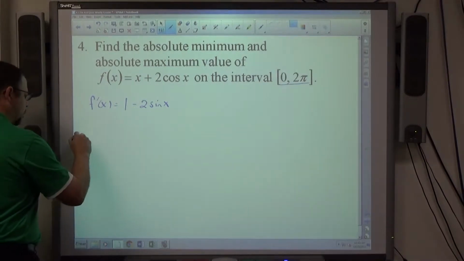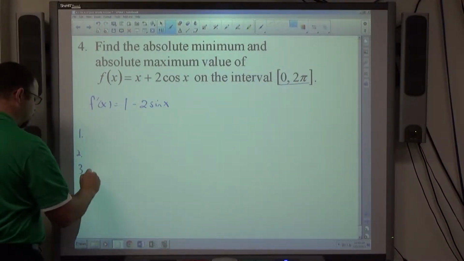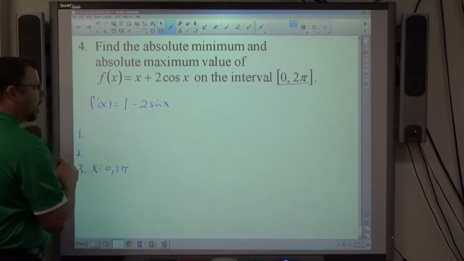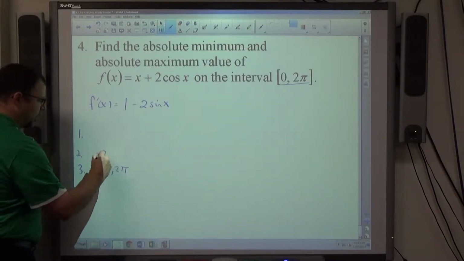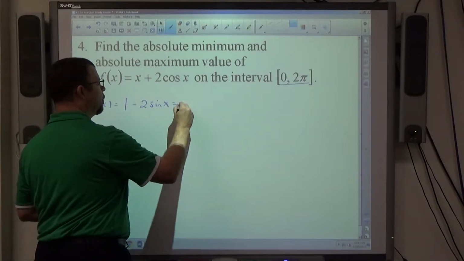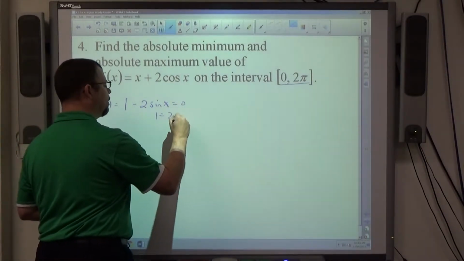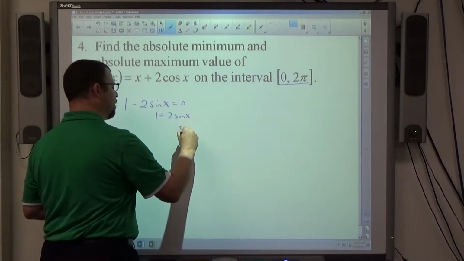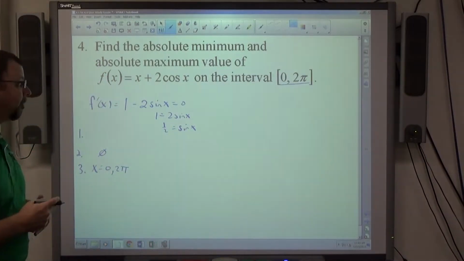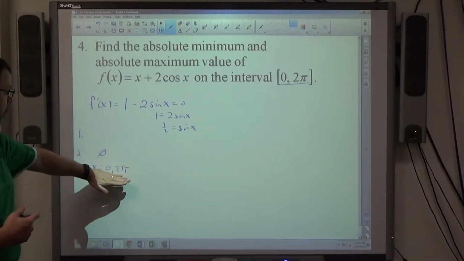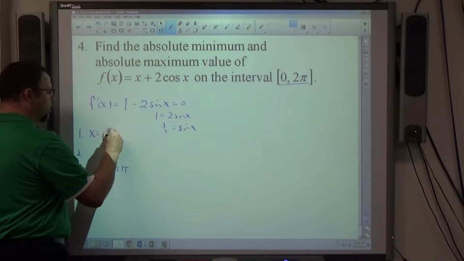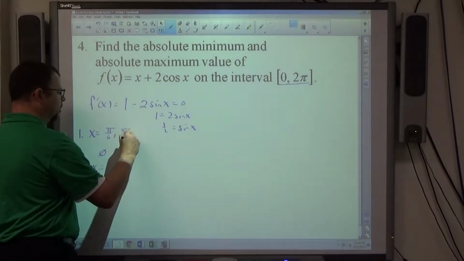Okay, so for criteria 1, criteria 2, and criteria 3, we already know x equals 0 and 2 pi. This is never undefined, so criteria 2 is the empty set. As far as criteria 1 is concerned, if I set it equal to 0, I'm going to get 1 equals 2 sine of x. So sine of x equals a half, so x is going to equal any number between 0 and 2 pi where sine is equal to a half. So x is going to equal pi over 6, and again at 5 pi over 6.